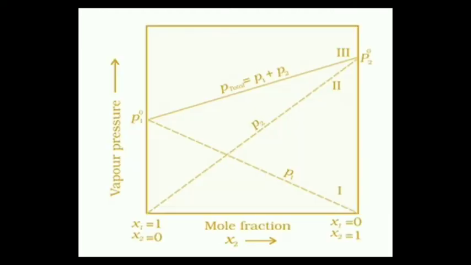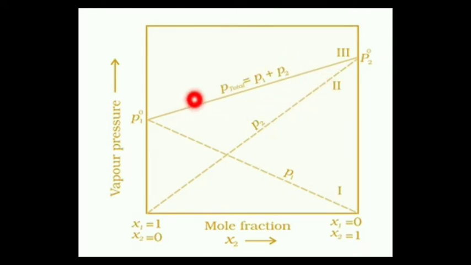Now let us understand this plot that is given. This is a plot of vapor pressure and mole fraction of an ideal solution at constant temperature. So we can see here vapor pressure being plotted against mole fraction, and we can see dotted lines being formed. That is, we can see lines 1, 2 and 3, where line 1 is P1, line 2 is P2, and the third line is P total, that is P1 plus P2.